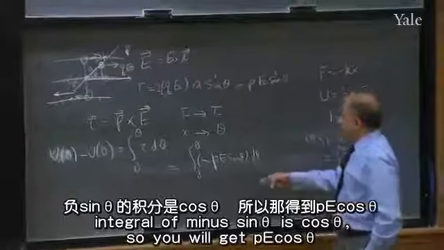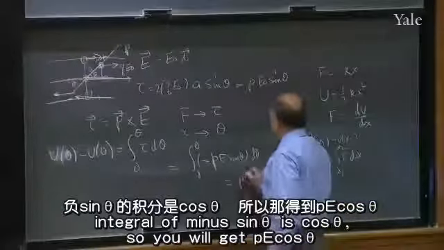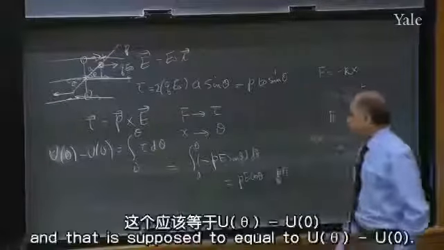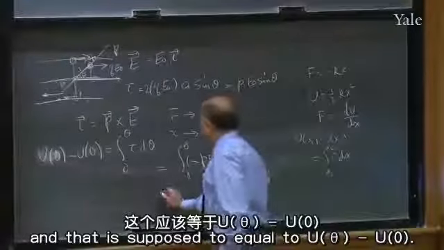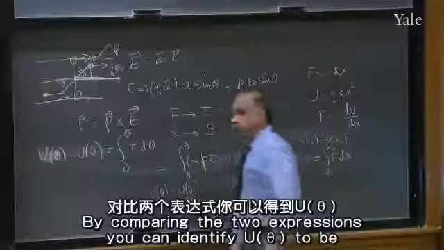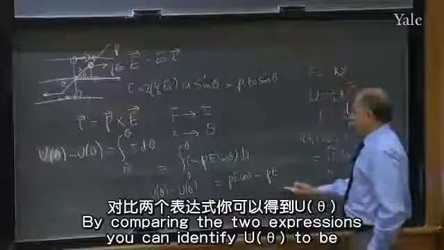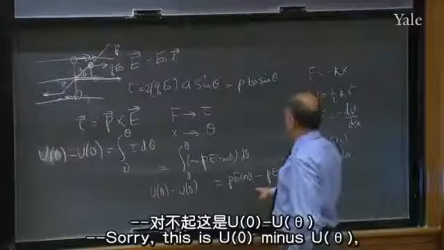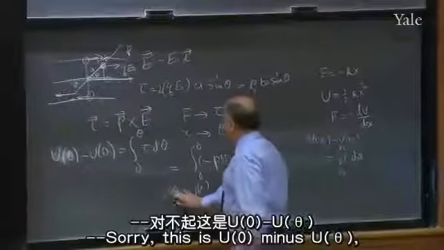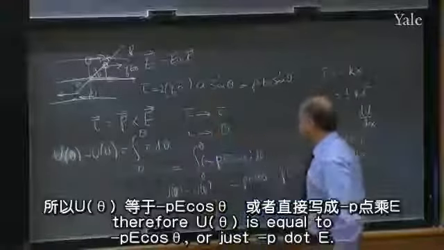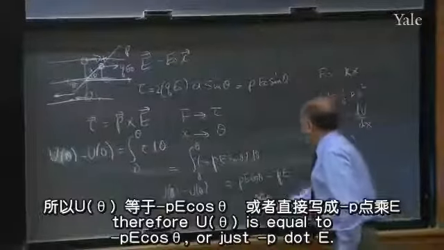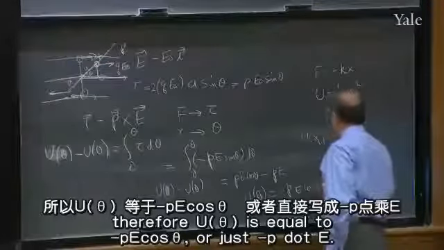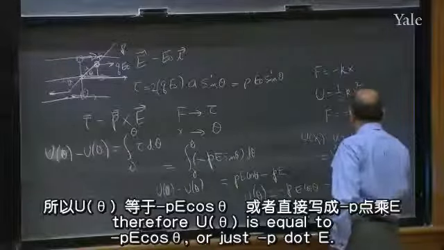Now, the integral of minus sine theta is cosine theta, so you will get PE cosine theta minus PE cosine 0, which is minus PE. And that is supposed to be equal to U of theta minus U of 0. By comparing the two expressions, you can identify U of theta. Therefore, U of theta is equal to minus PE cosine theta, which is minus P dot E.